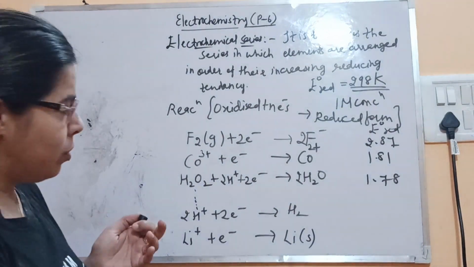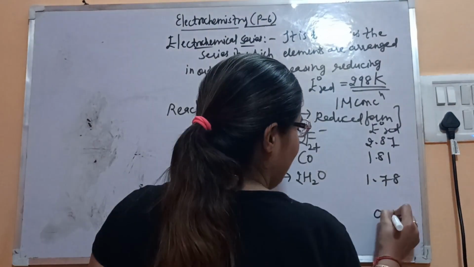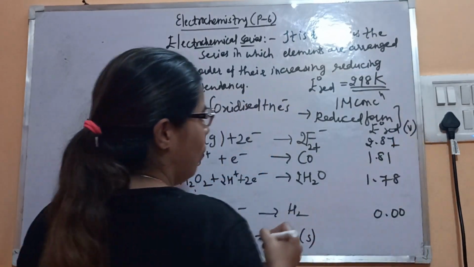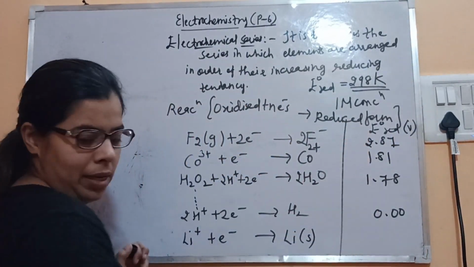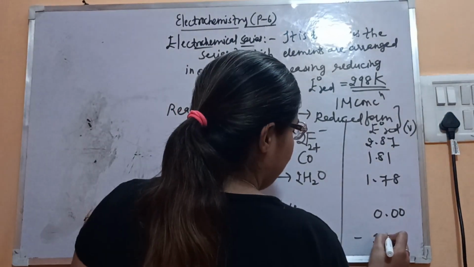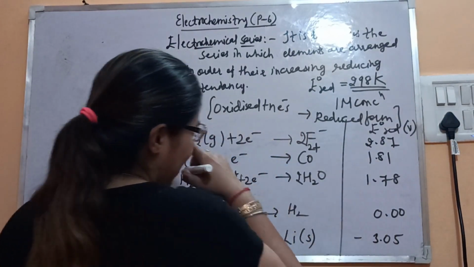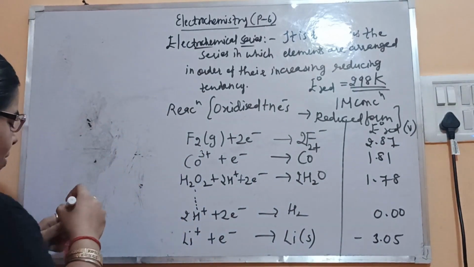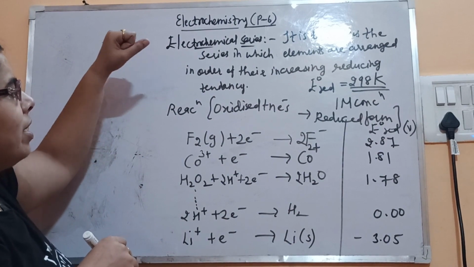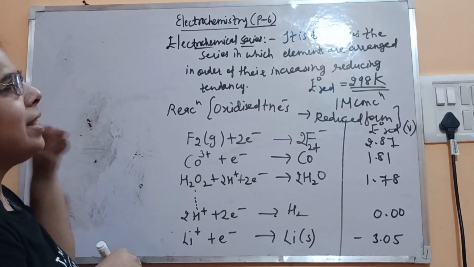Then hydrogen, we know, is 0 volt. In brackets, write down volt. Then lithium is minus 3.05. Now what is the meaning of this series? As I said, it is defined as a series in which elements are arranged in order of their increasing reducing tendency.